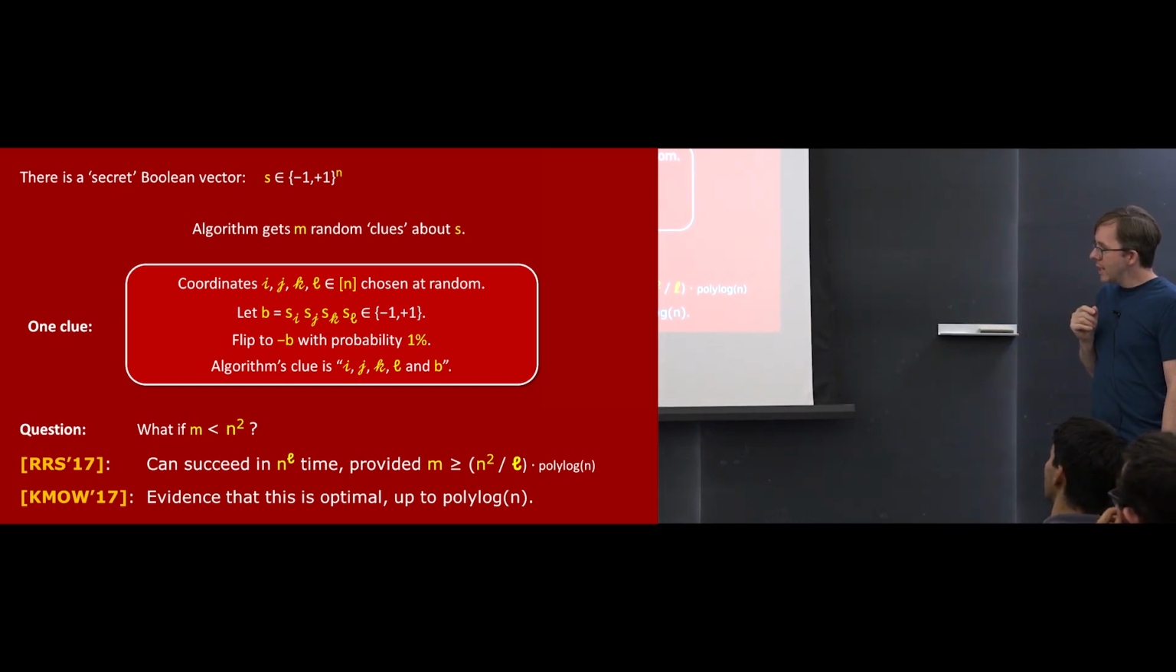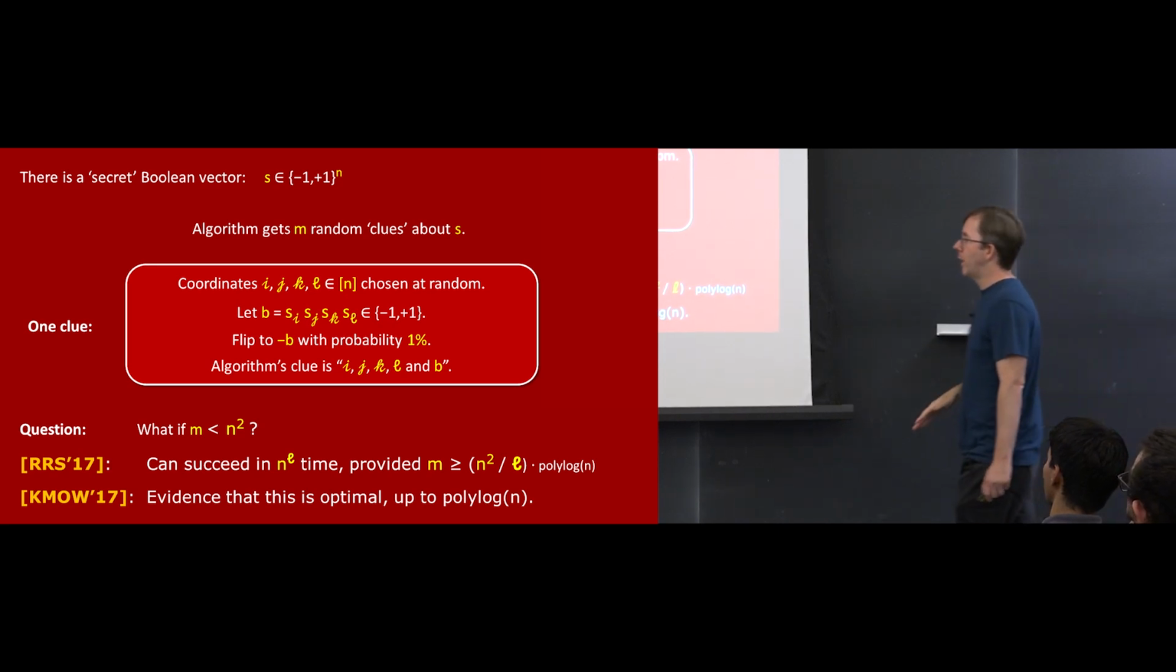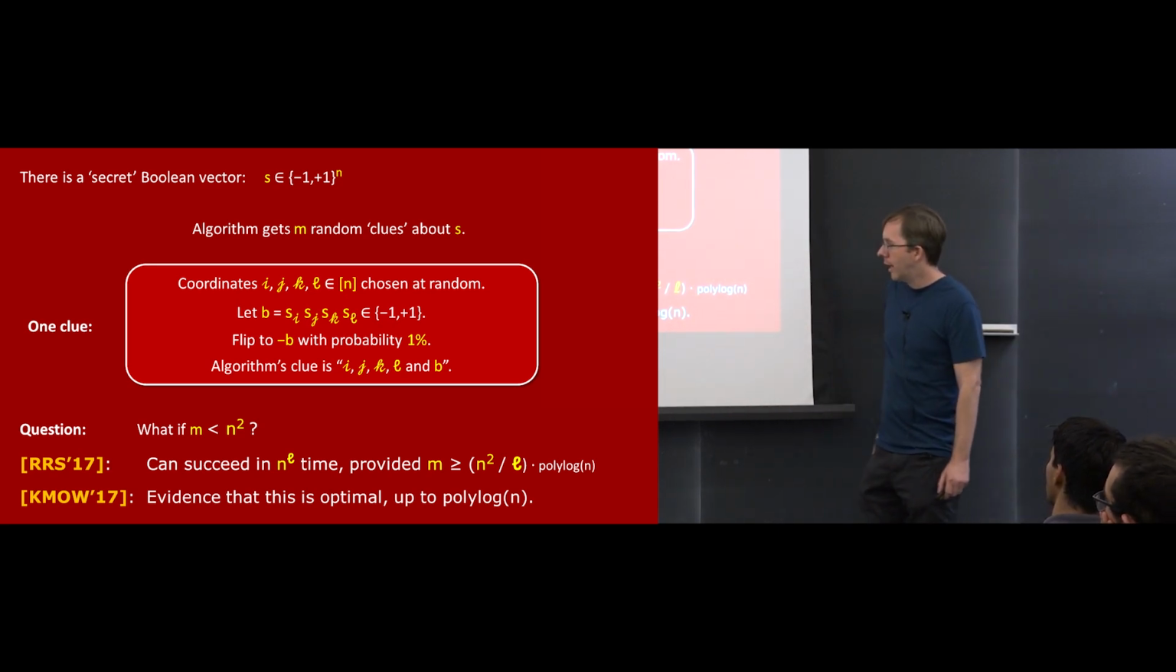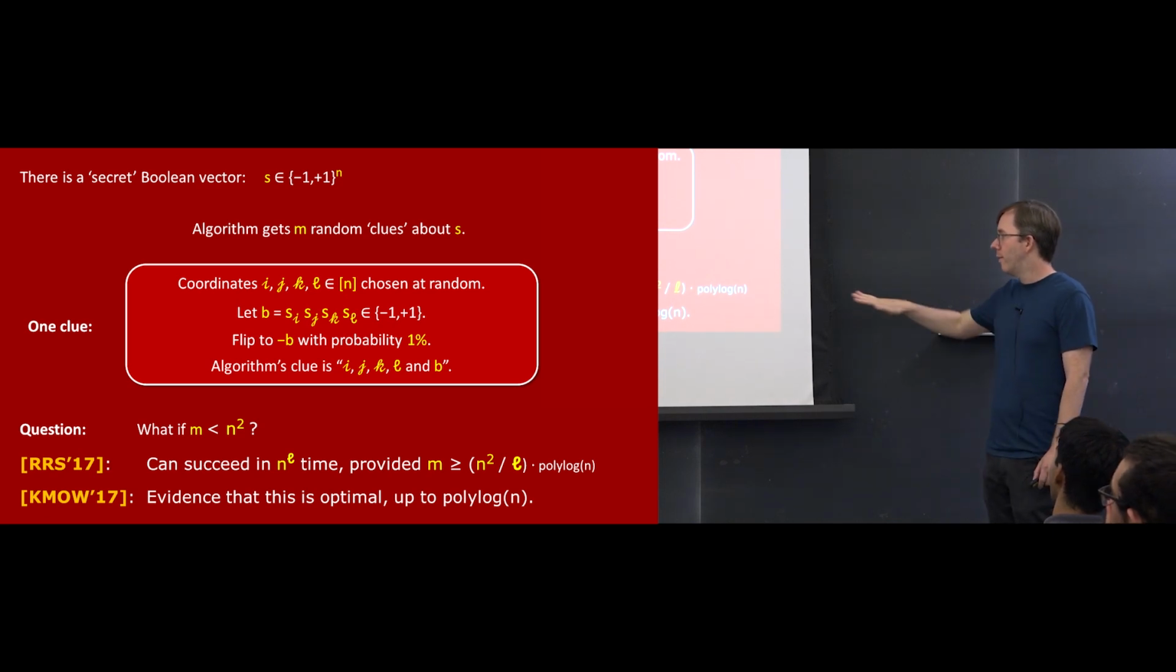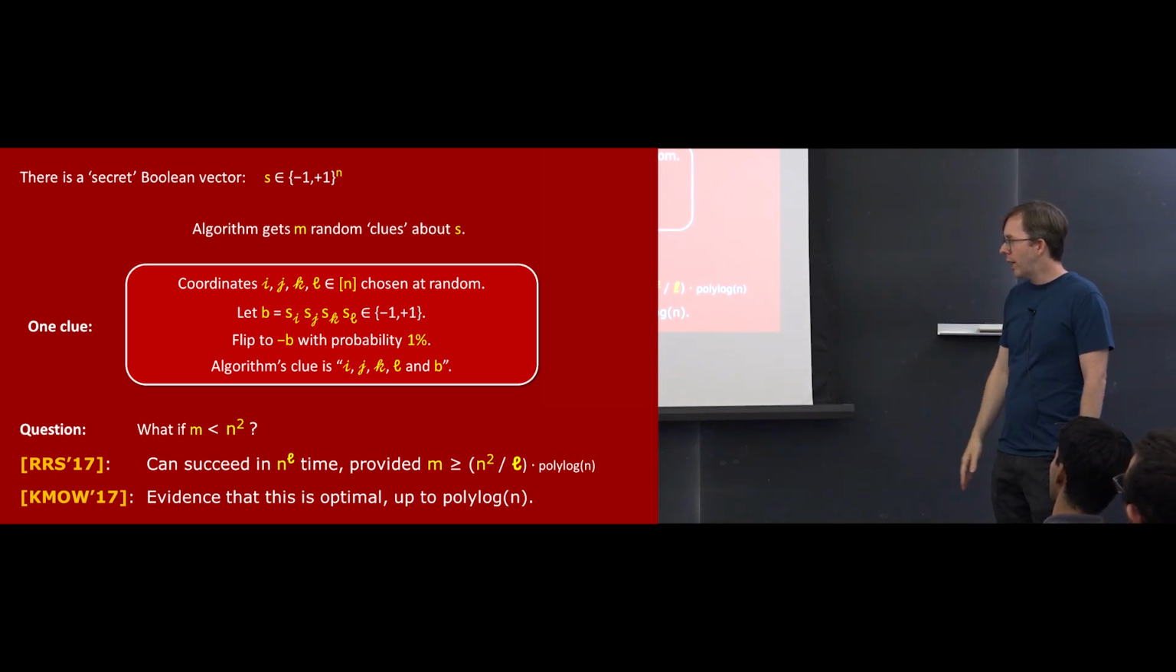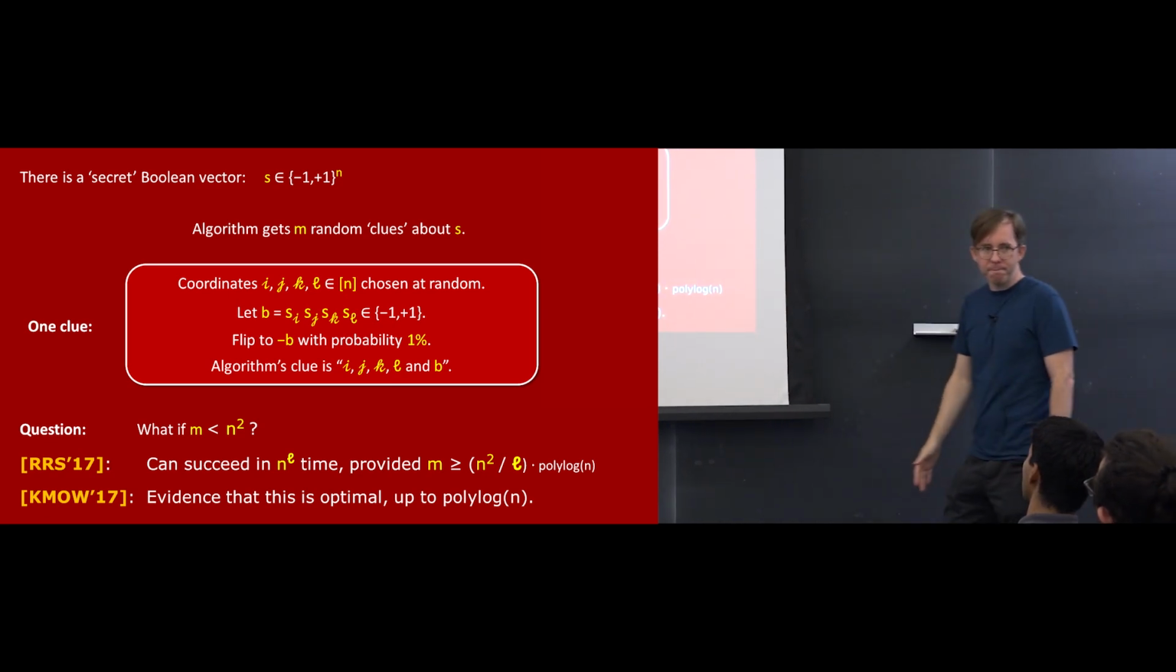And moreover, this is probably more or less the right trade-off if you ignore this polylog n. A paper by Kothari, Mori, O'Donnell, and Witmer gave some evidence that this is the optimal trade-off up to this polylog factor.